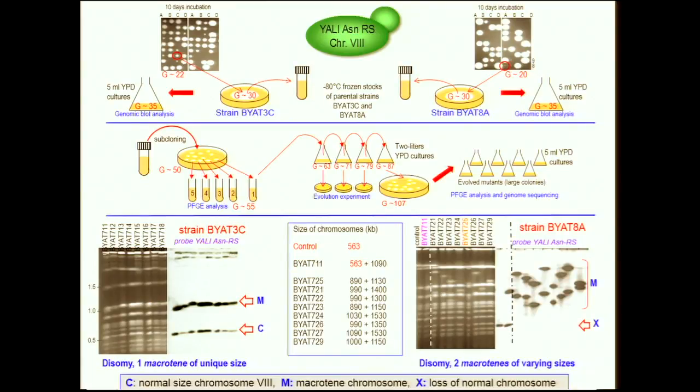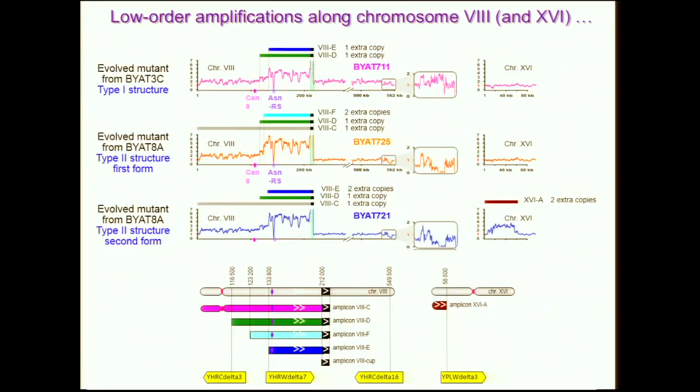When we look at the other experiment, we found that they were all disomic, but whereas this one has a normal chromosome plus a large chromosome, here the normal chromosome has disappeared and they have two macro chromosomes. At this point, we saw that, this is the size, and we put it on the shelf for 6 months until we had more inspiration of what to do, okay? Because the two experiments seem to give completely different results.